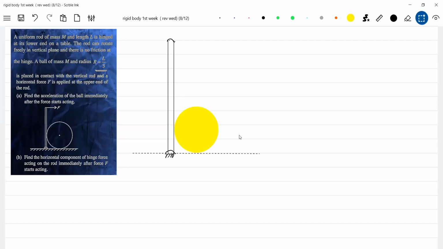R equal to L by 3. Yeah, okay. So the center of the rod, here is where I'm going to apply a horizontal force. Find the acceleration of the ball immediately after the force starts acting on it. I think it is a smooth surface.